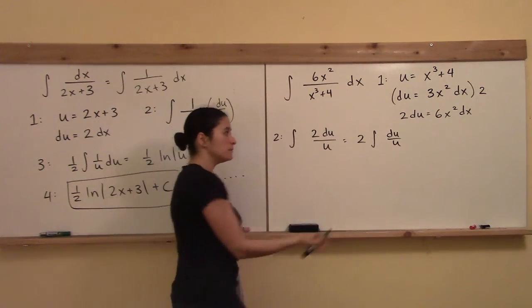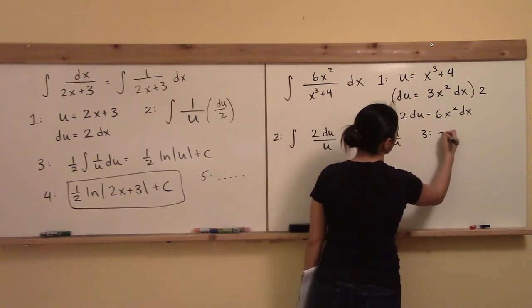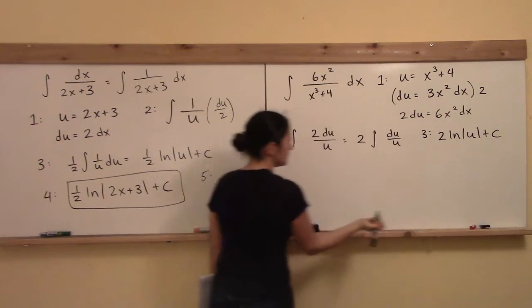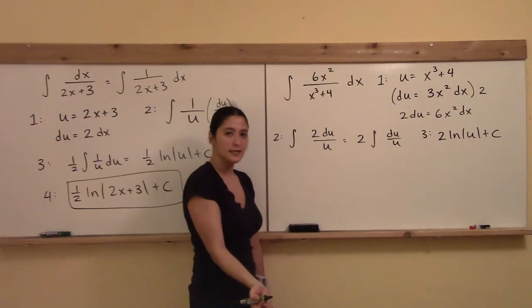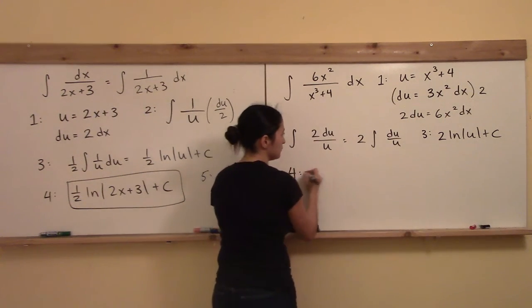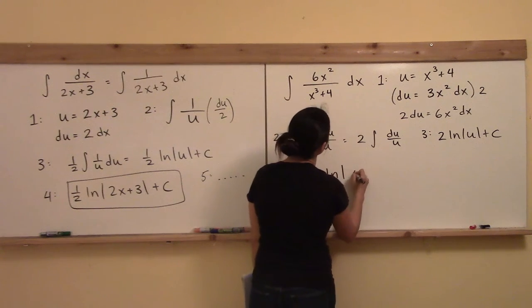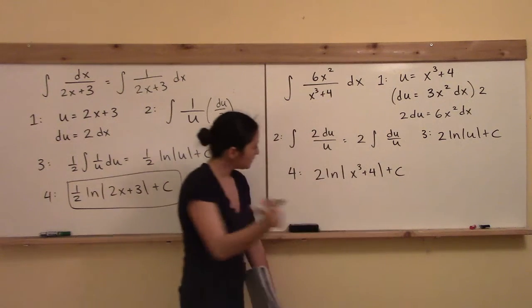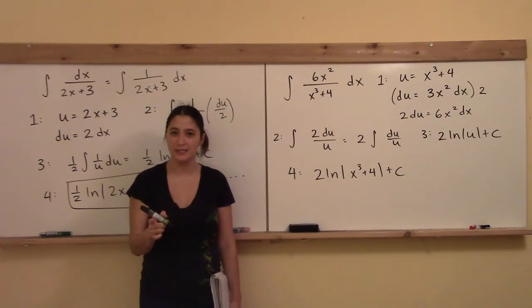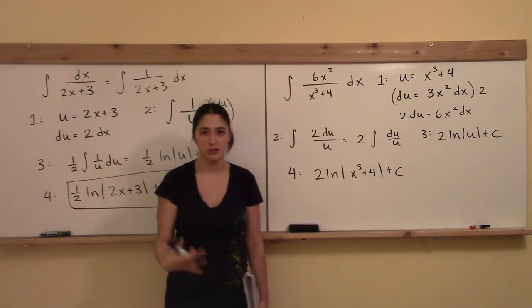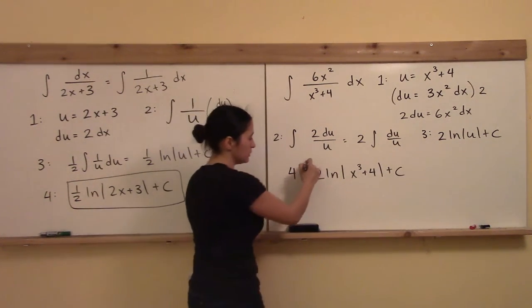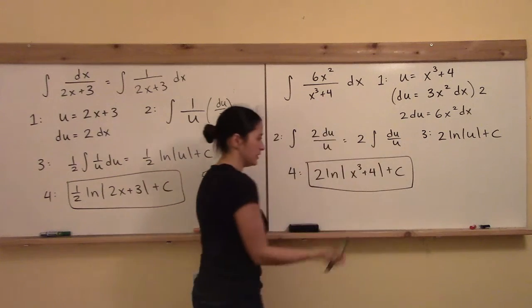That's step 2. And then in step 3, I'm just going to leave the 2 floating on the outside. It's going to be 2 times the log of the absolute value of u plus c. And then to finish it off, you just have to replace u with what it was, x cubed plus 4, plus c. And there you go. Do you want to check that together? How about let's do the secret step 5 on this one and check and make sure that this is certainly the answer that we thought it was supposed to be.